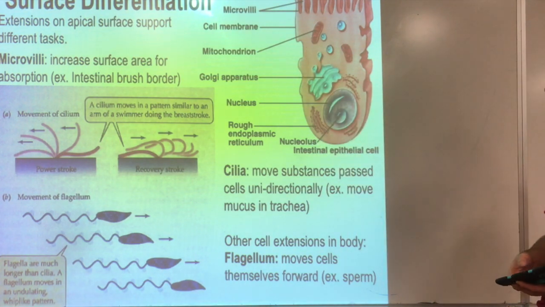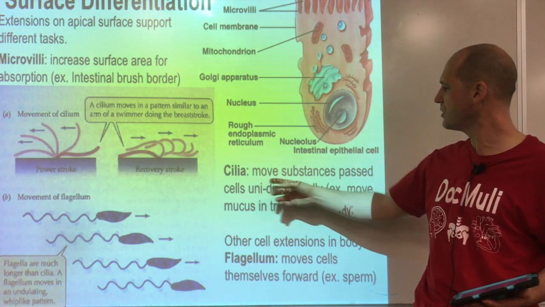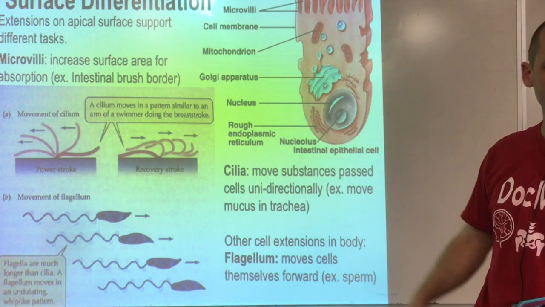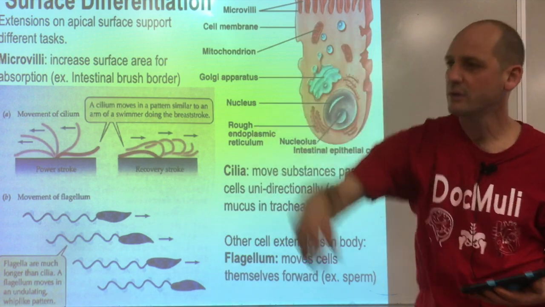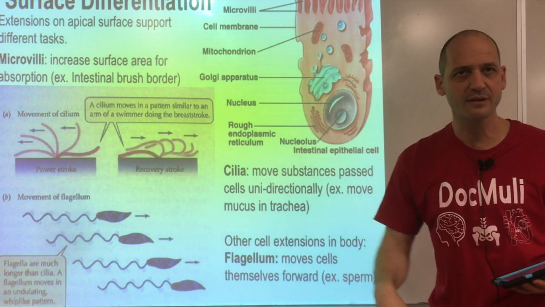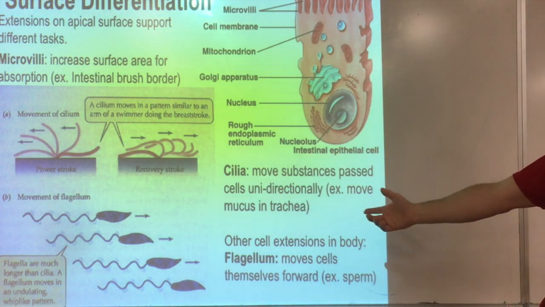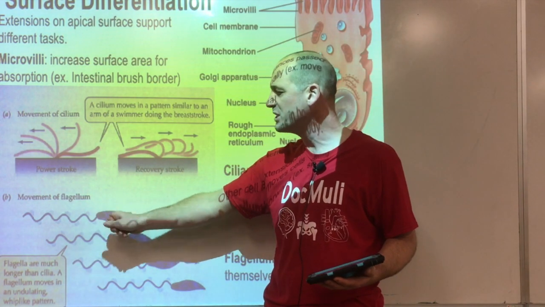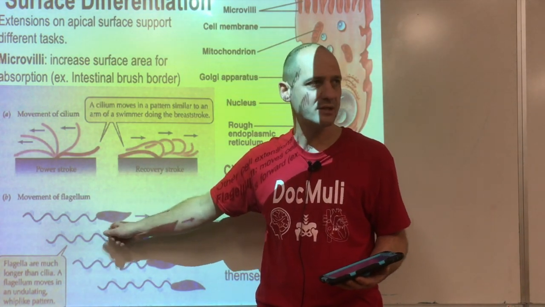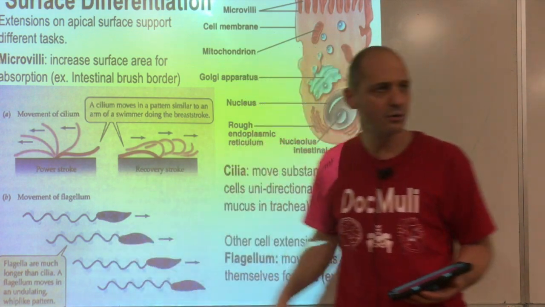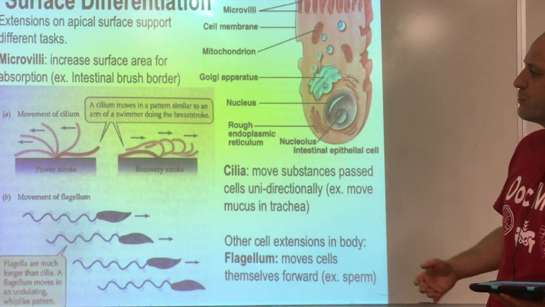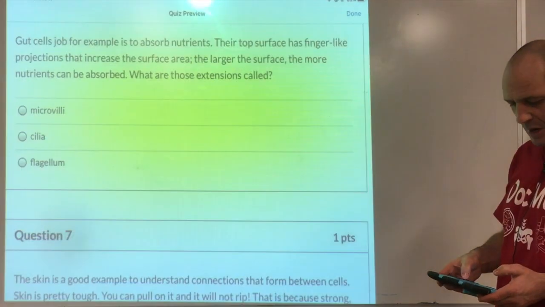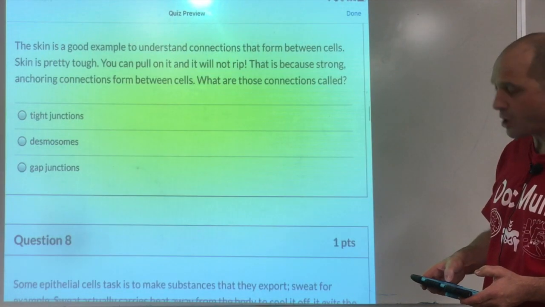The other one we have is cilia. Cilia moves substances past. You know when you clear your throat, that's the cilia situation. They whip the mucus past themselves. And then you got the flagellum, and that's the tail in the sperm, which basically moves the cell forward itself. That's what the flagellum's job is, to move cells forward. In humans, it's only the sperm. The rest don't need that. But I brought it there so it's just all completed.